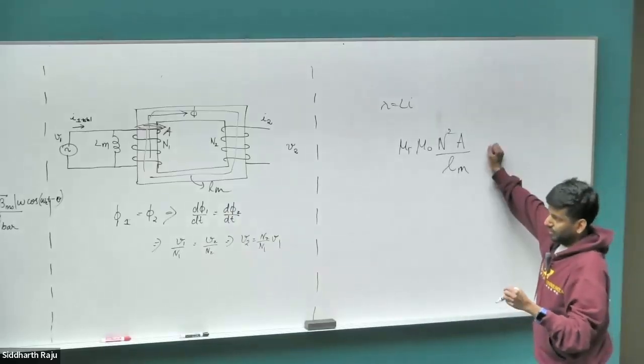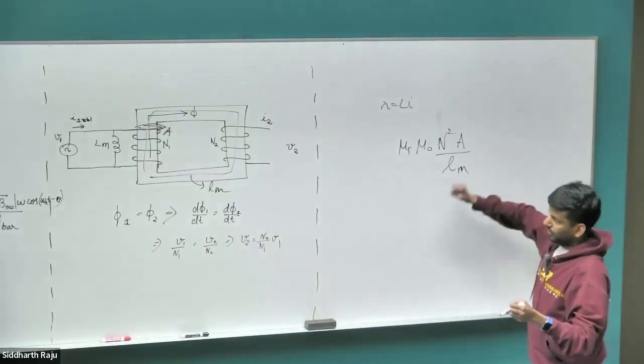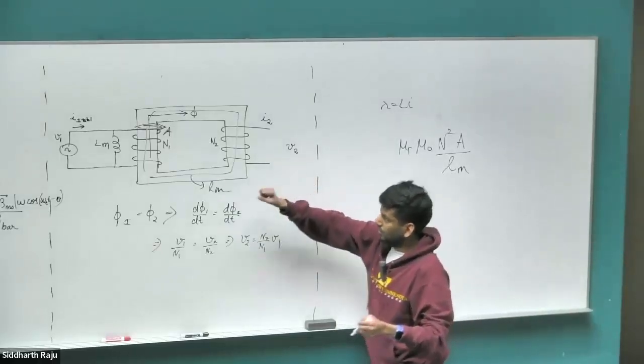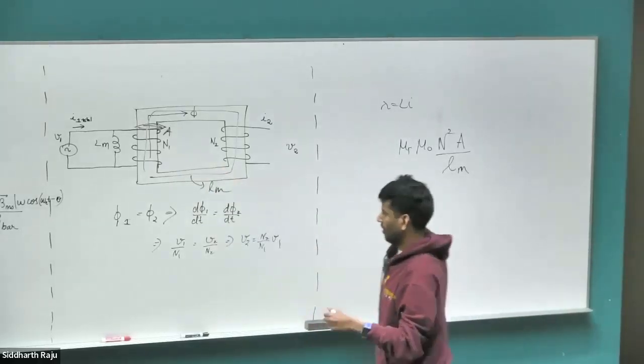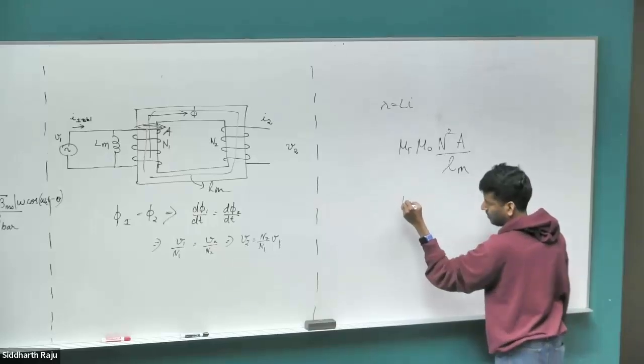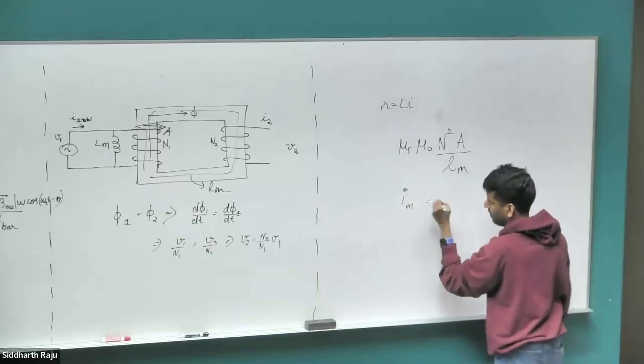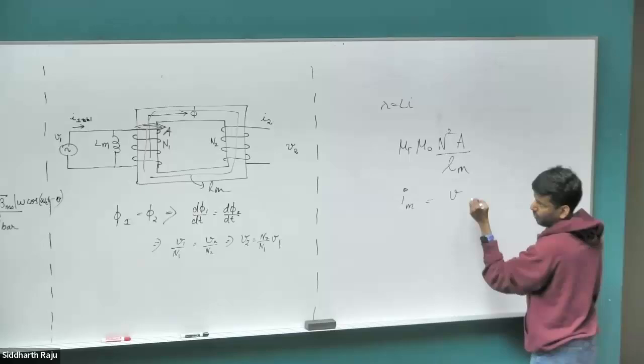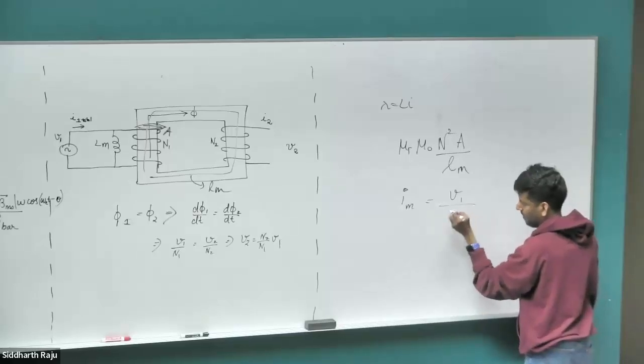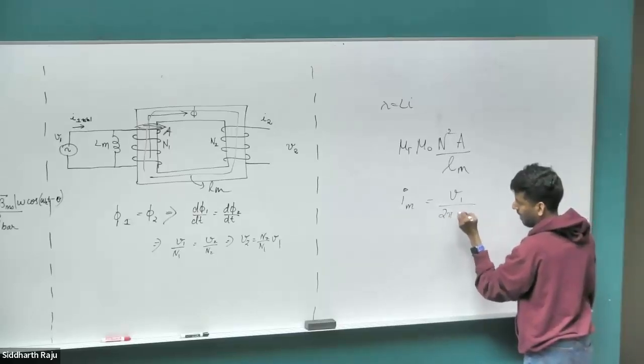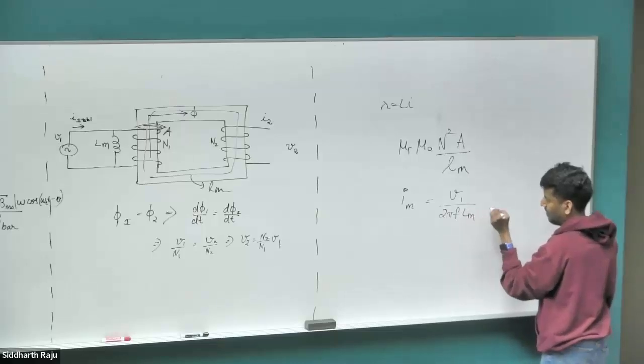So there's going to be some current as soon as you start to apply a voltage, even if there is nothing on the secondary. There's going to be current to establish this flux. And we figure out what that current is going to be. Im, the magnetizing current, is going to be the voltage that you have applied on the primary divided by 2 pi f times your inductance Lm.